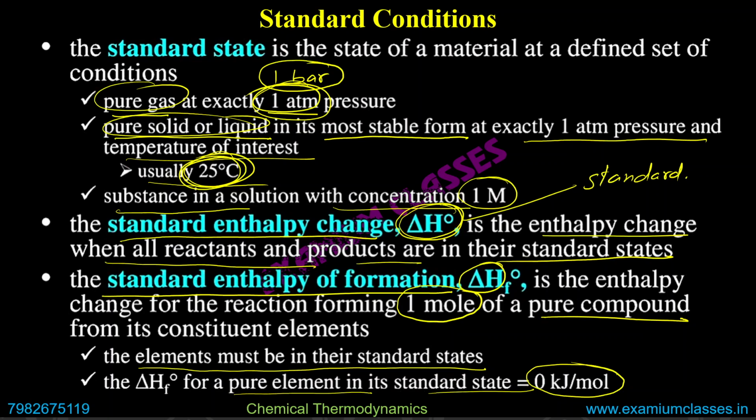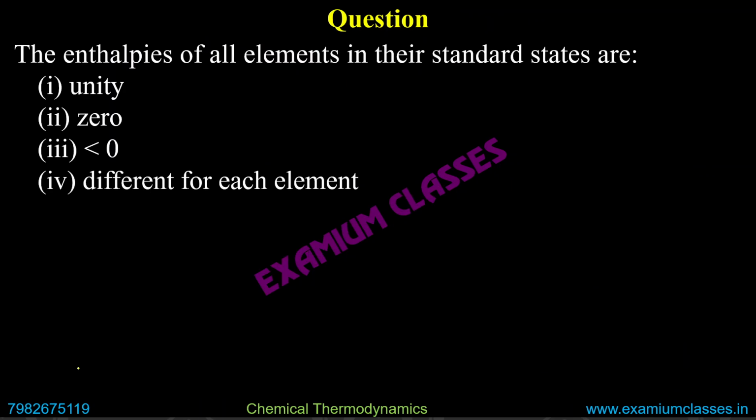But when we start the reaction, we have 1 atmospheric pressure and 25 degrees Celsius, that is the room temperature. In those conditions we don't have any change in enthalpy. It means the change in enthalpy is 0 at that time. So remember, the standard change in enthalpy for any element is 0. Now the question: the enthalpies of all elements in their standard state, I just talked about it, right? So the enthalpies of all elements in their standard state will always be 0. This is the correct option here.